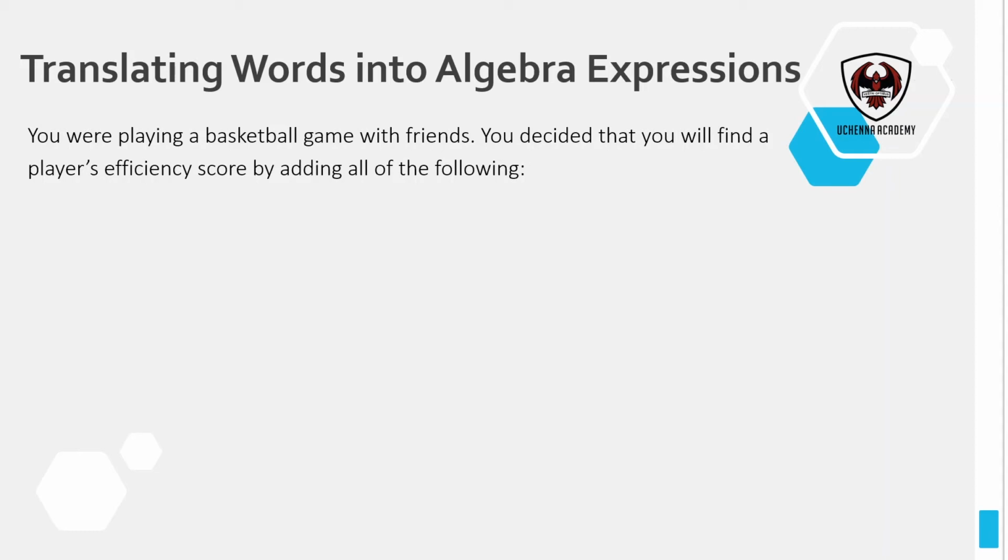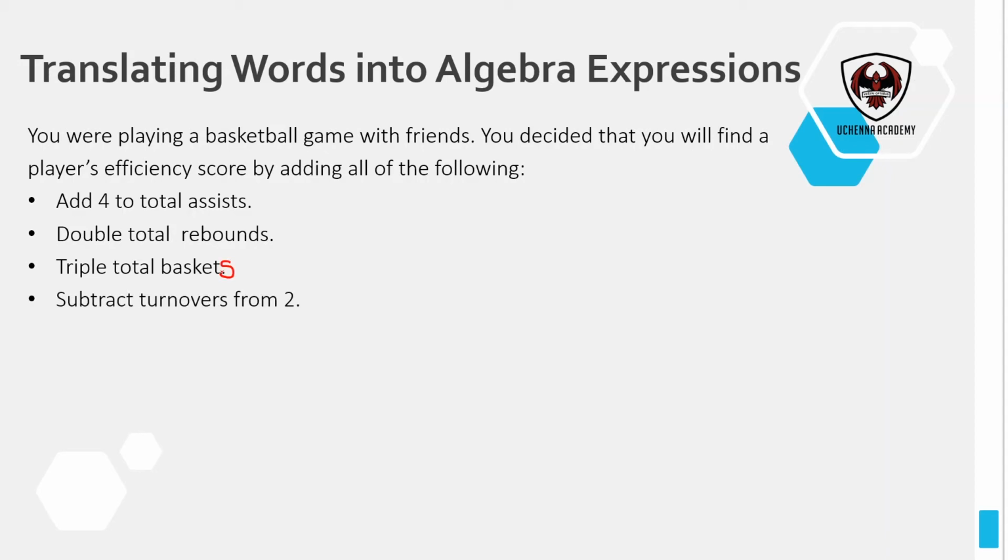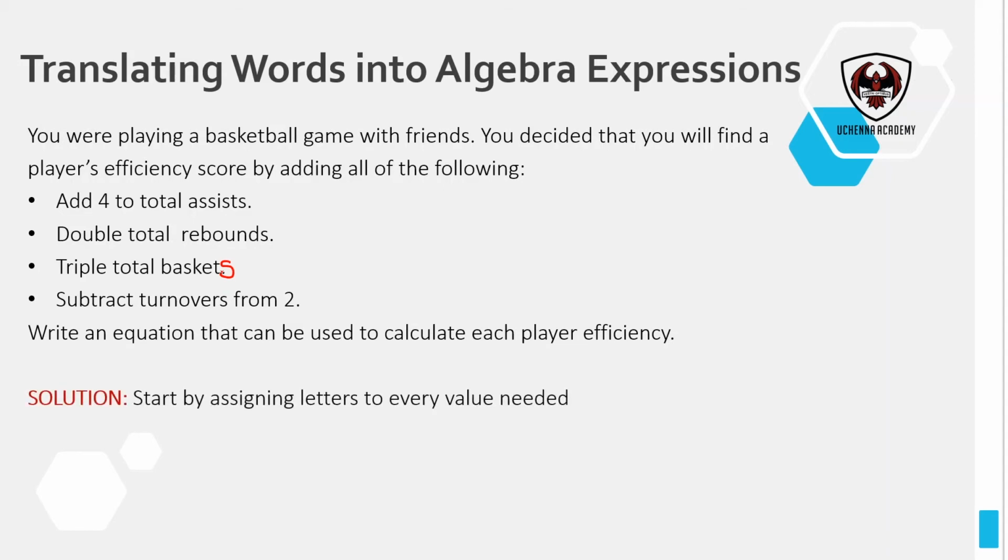So you're playing a basketball game with your friends. You decided that you will find players' efficiency score by adding all of the following. The first thing is you are going to add 4 to total assists. Then you're going to double total rebounds. You're also going to triple total number of baskets, hopefully not just one. And you're going to subtract turnovers from 2. So definitely we need you to first of all write an equation that can be used to calculate each player efficiency. So before we actually calculate them, let's go ahead and try and come up with an equation.